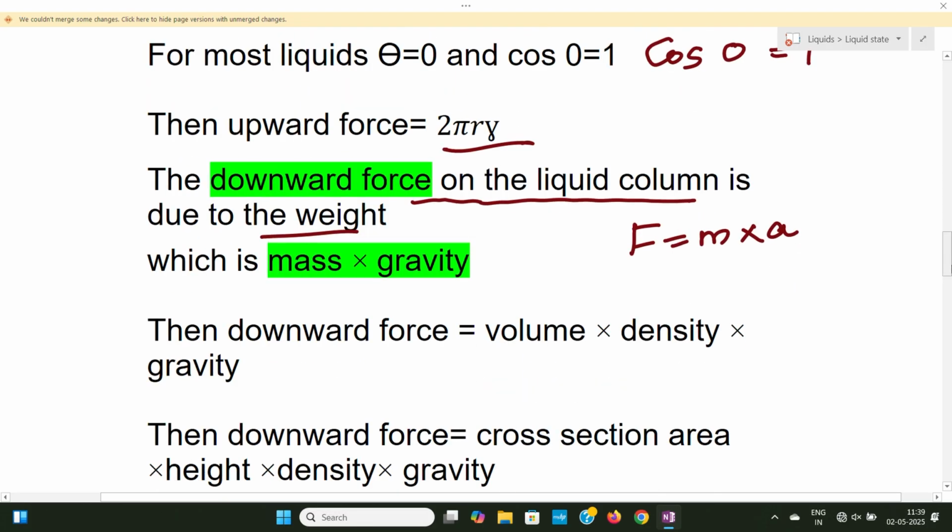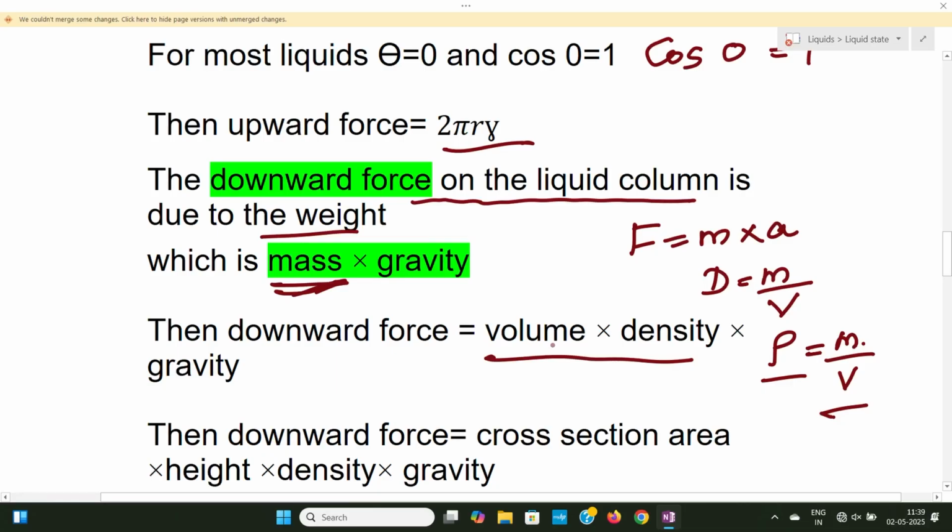Now, we have to find out the mass. We know that density, rho, is mass by volume. Therefore, mass is equal to volume into density. Substituting here, the downward force is equal to volume into density into gravity.